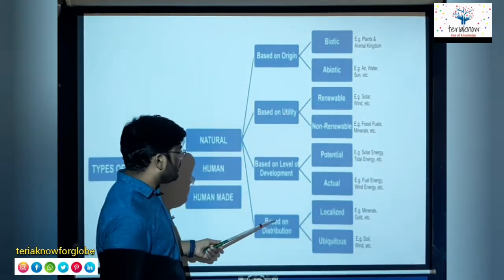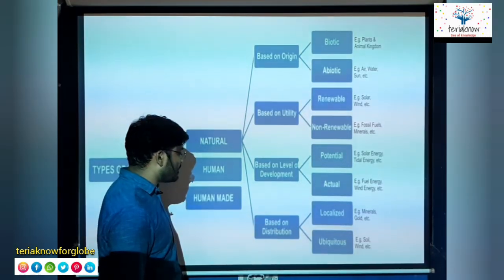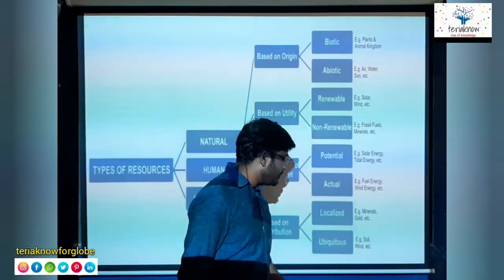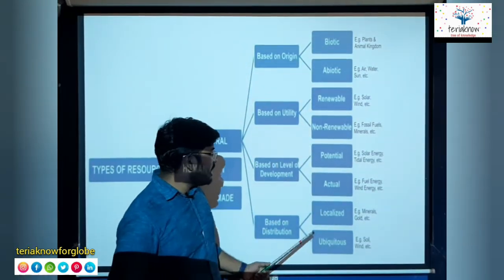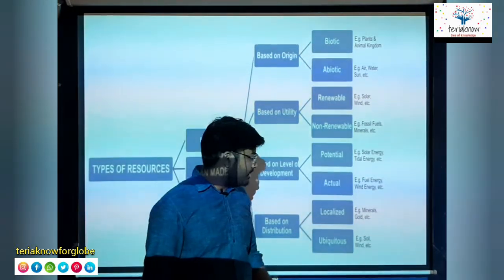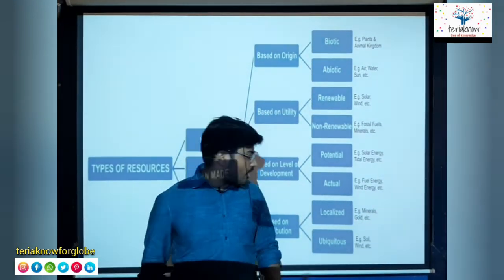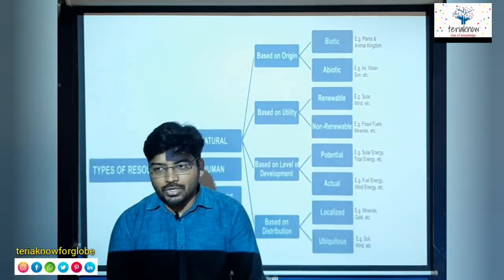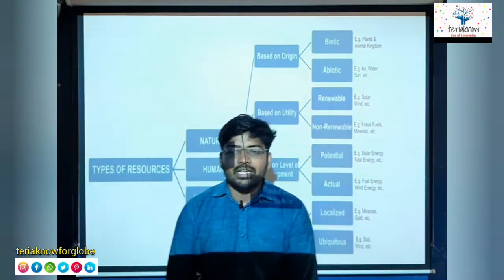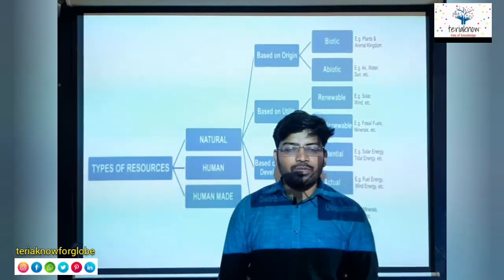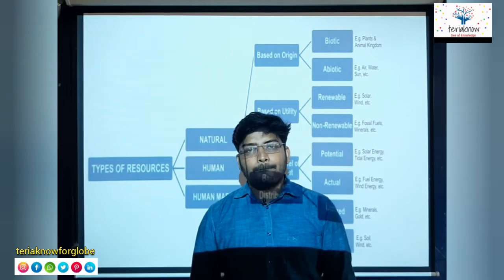Then the next point is based on distribution. So based on distribution, localized and ubiquitous. Localized means which is available on a particular location. Okay, but whenever we'll talk about the ubiquitous, ubiquitous means it is available all around the world. You cannot say that it is, suppose I'm talking about the Panna. So Panna is located in Madhya Pradesh where we used to extract the डायमंड.